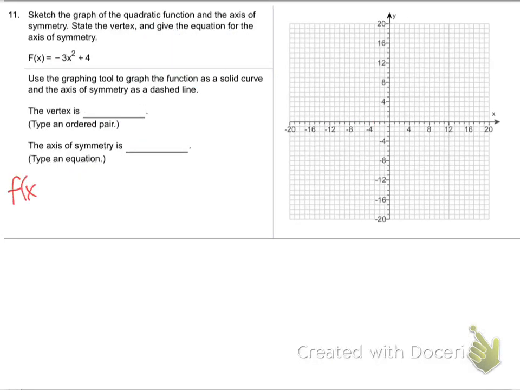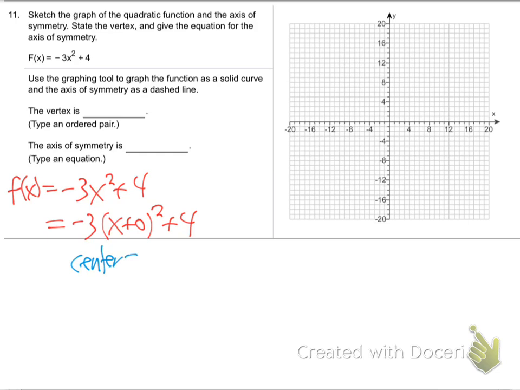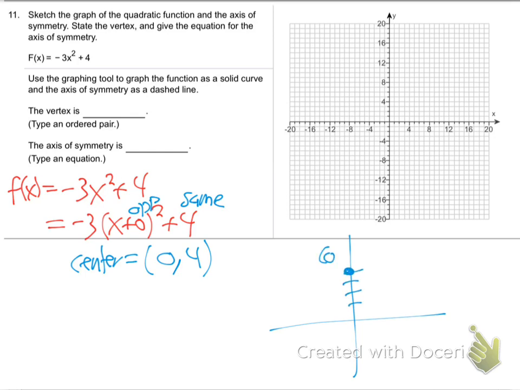Bring it down here. F of x is minus 3x squared plus 4. I'm going to rewrite that just so I can see my numbers. I'm going to make that x plus 0 squared plus 4. You don't have to, but that makes it easier for me to see that the center is, remember, opposite of the number next to x in the parenthesis and the same as the other number. So 0, 4. So the center is over 0, up 4, right there. Over 0, up 4. So that's the vertex, 0, 4. And this is x equals 0. It's just always the x value.